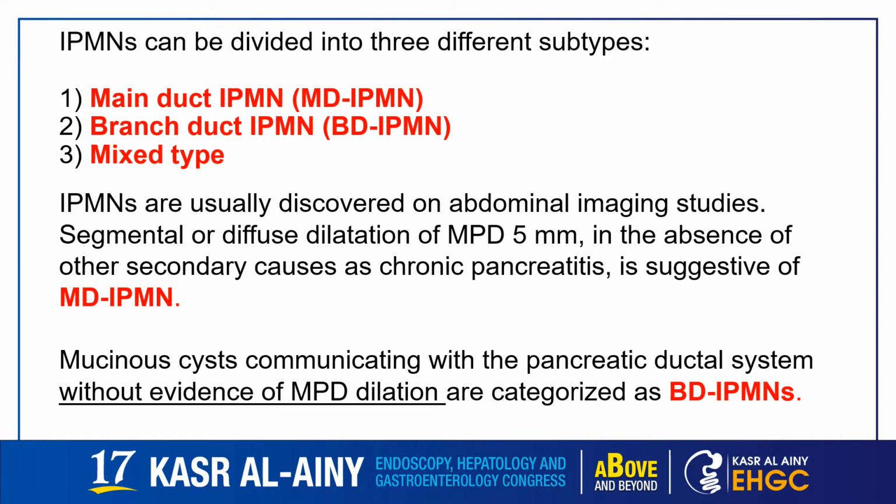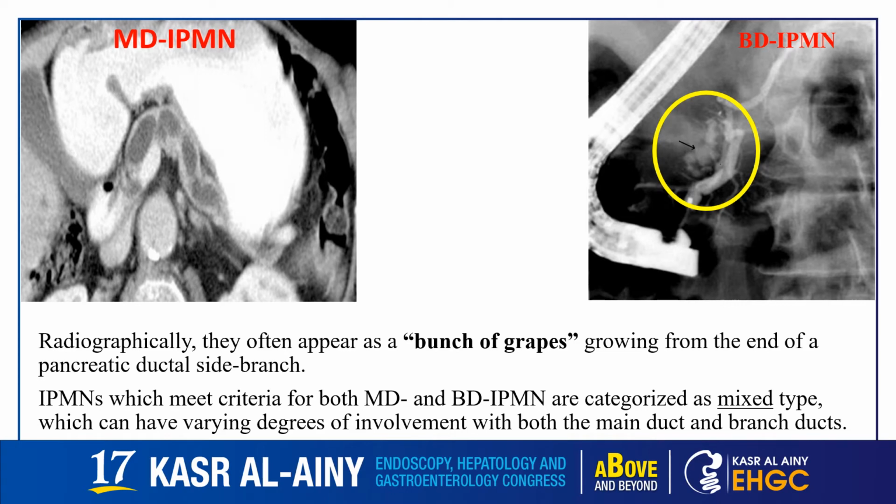Mucinous cysts communicating with the pancreatic ductal system and without evidence of main pancreatic duct dilatation are categorized as branch duct IPMNs. On the left side, MRI shows a diffuse lesion of main duct IPMN. On the right side, branch duct IPMN appears as a bunch of grapes at the end of a pancreatic ductal side branch. IPMNs which meet criteria for both main duct and branch duct are categorized as mixed type.